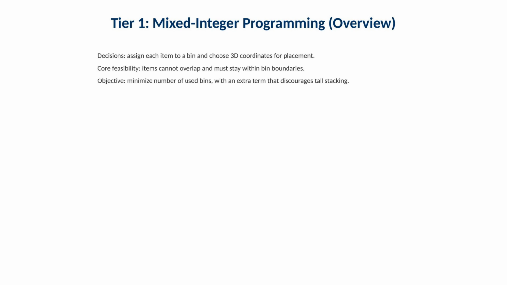Tier 1 is the rigorous baseline. We decide which bin each item goes into, and we choose the three-dimensional coordinates where it is placed. Feasibility requires two things. Items cannot overlap, and every item must stay inside the bin boundaries. The objective minimizes the number of used bins and also includes a height-related penalty that discourages tall stacking when possible.